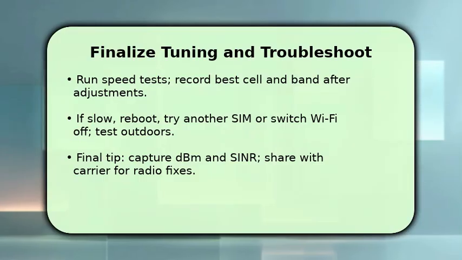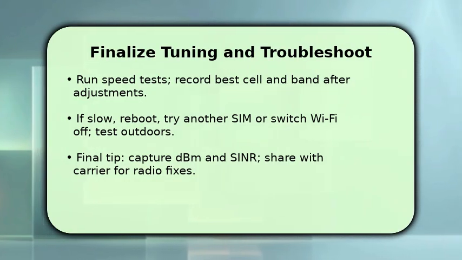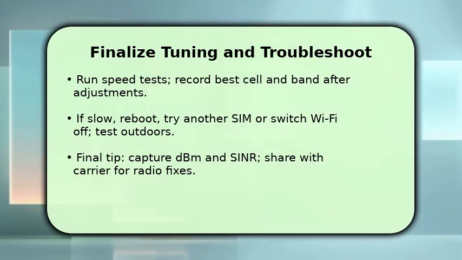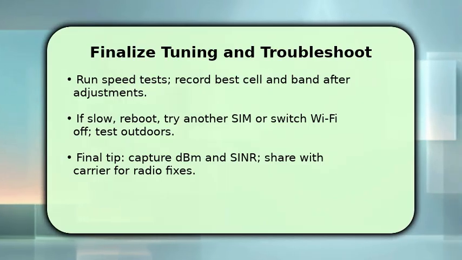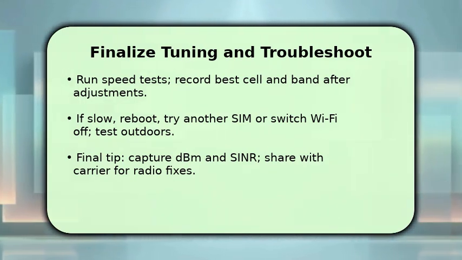Finish by validating changes. Run sequential speed tests and note which cell, band, and time give the best throughput. Once done, if speeds remain poor, reboot the device, test with a different carrier's SIM, or disable Wi-Fi to force all traffic over mobile, then retest outdoors where line of sight is better. If problems persist, capture signal metrics like dBm and SINR and provide them to your carrier so they can check backhaul or sector issues. This single troubleshooting tip often reveals network-side bottlenecks.